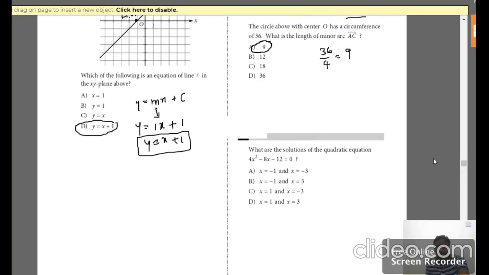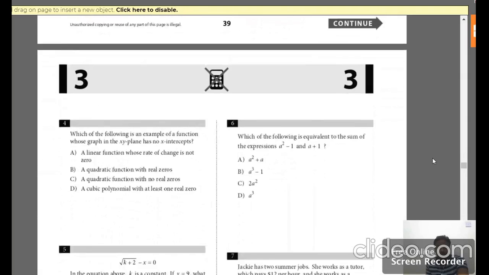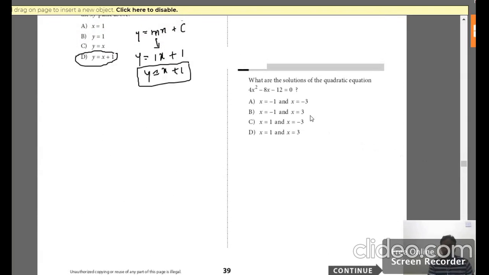Moving on to the third one: what are the solutions of the quadratic equation 4x square minus 8x minus 12? Whenever a quadratic equation is given, students, check whether all the terms can be divided by a common number. Here all the terms are divisible by 4, so dividing by 4 I get x square minus 2x minus 3 equals 0. If possible, you can split the middle term, but here it's not going to work.